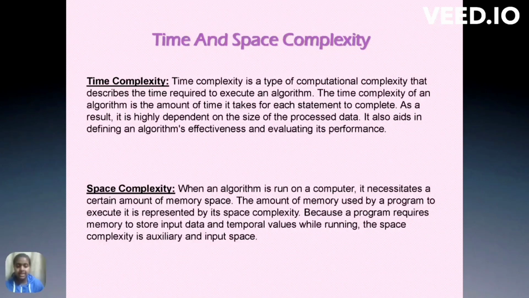Space complexity. When an algorithm is run on a computer, it requires a certain amount of memory space. The amount of memory used by a program to execute it is represented by its space complexity. Because a program requires memory to store input data and temporal values while running, the space complexity is auxiliary and input space.